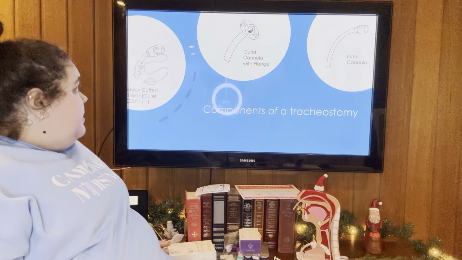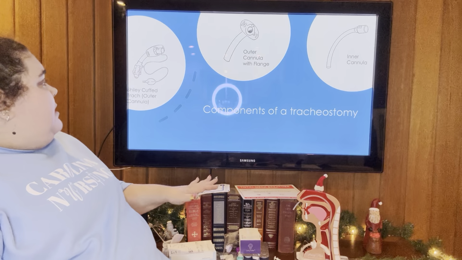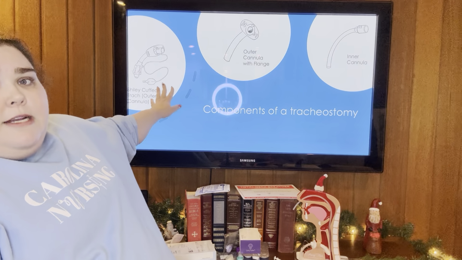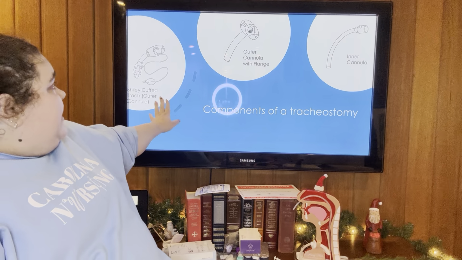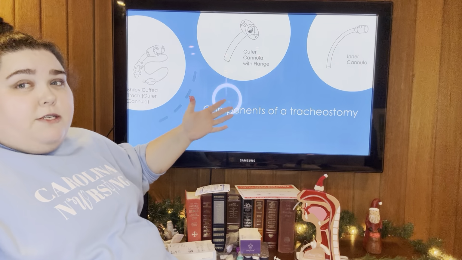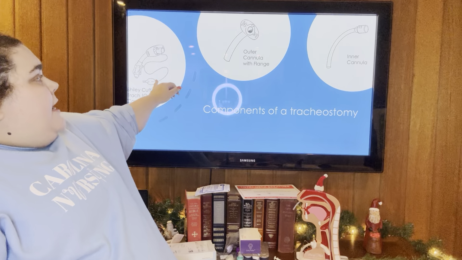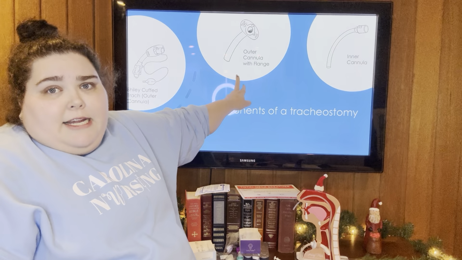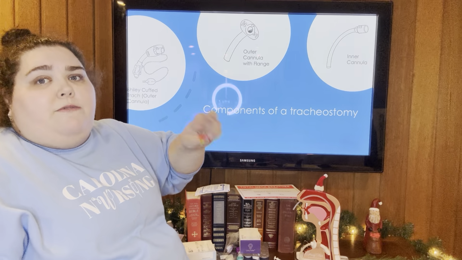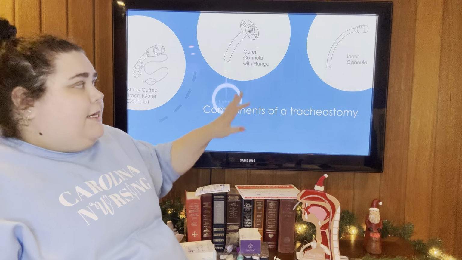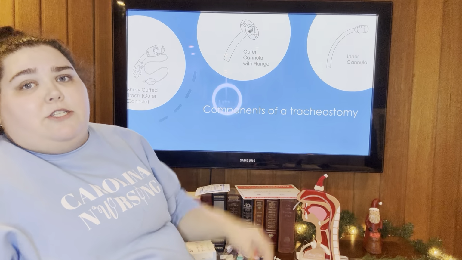So your components, as we talked about, you have here, this one is the Shiley trach, a brand name of trach, which is what most of the trachs are that we see at this point. So this is your Shiley trach. This is your outer cannula that has the flange. So if you had an uncuffed trach, that's what that would look like. And then over here is your inner cannula.